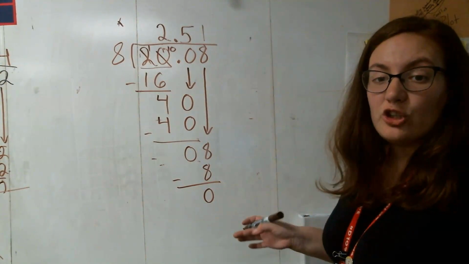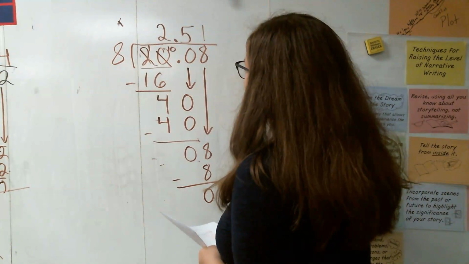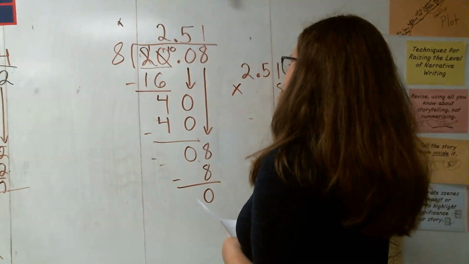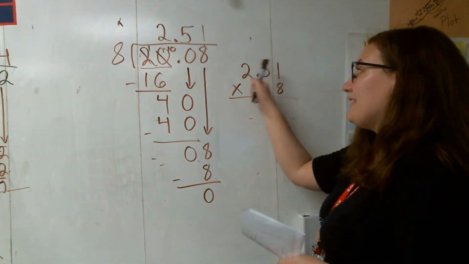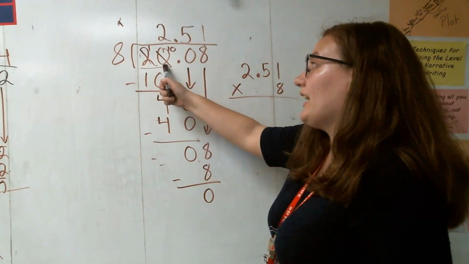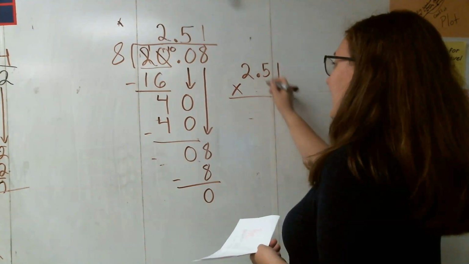But let's say I want to check my work. Remember, I take everything on the outside, so I'll take 2 and 51 hundredths times 8. And I'm going to see if this answer matches the number in the box. So 20 and 8 hundredths. 1 times 8 is 8. 5 times 8 is 40.